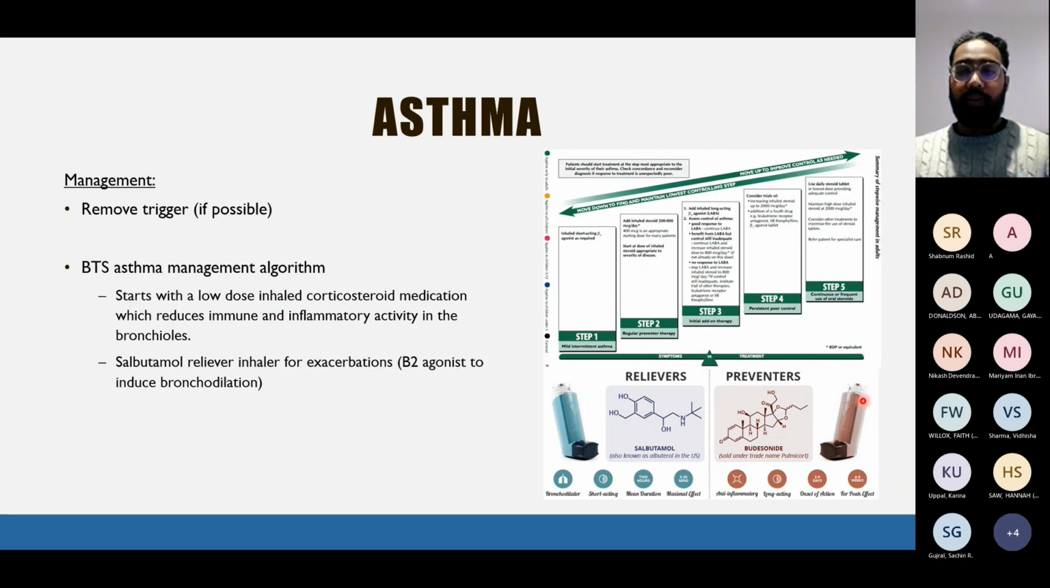But remember, the brown one is the steroid, the preventer. You're meant to take that every day, but most asthma patients don't. So then they start having symptoms and they use the salbutamol one, which is an instant fix. And if that doesn't work and it's not managing, we can add further medications, but that's something you'll learn in clinical years.